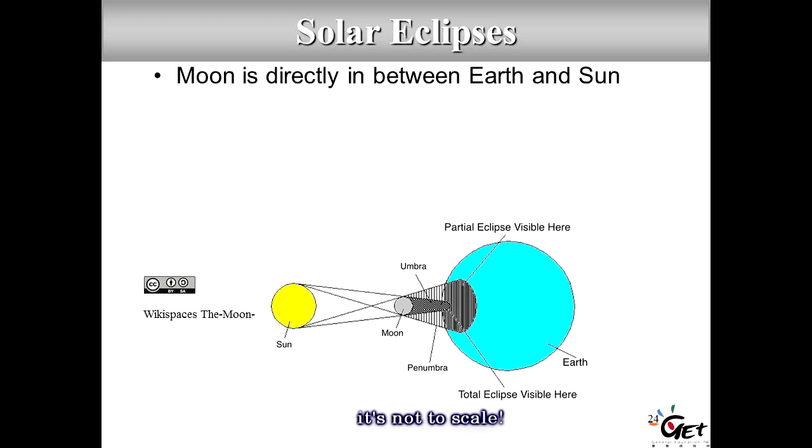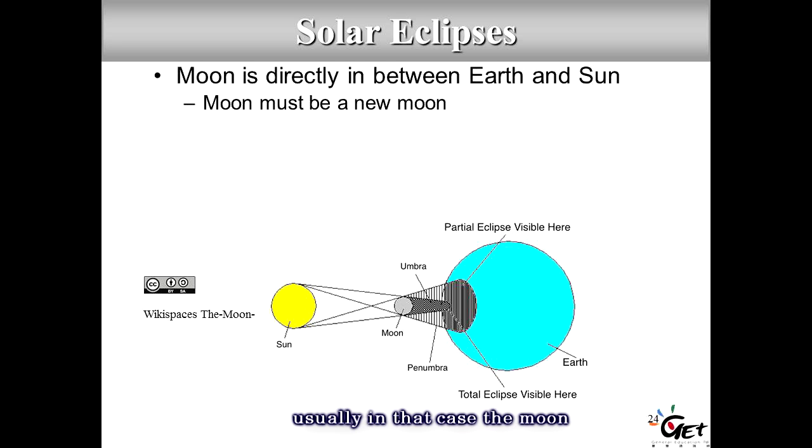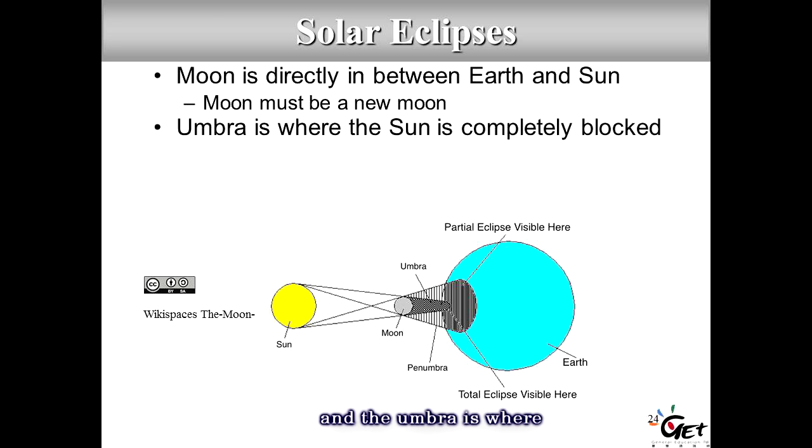Okay, so this is the Earth. It's not to scale. Distances are not respected here. But this is the Earth, this is the sun, this is where the moon is. So you have the projection of the sunlight, and the moon is creating a shadow on Earth. So it's very localized. Usually in that case, the moon will be a new moon, obviously. It's the configuration. And the umbra is where the sun is completely blocked.